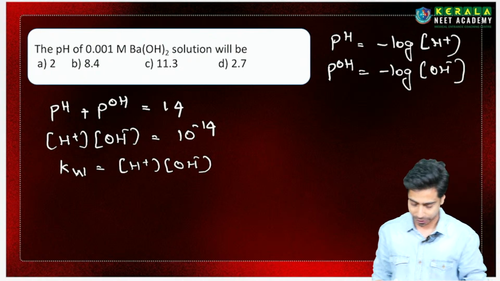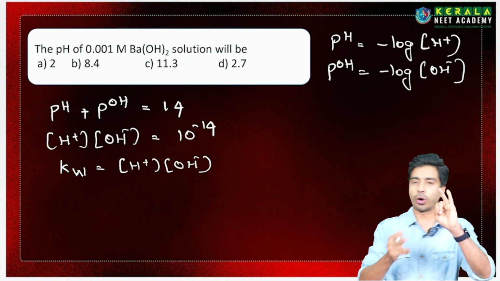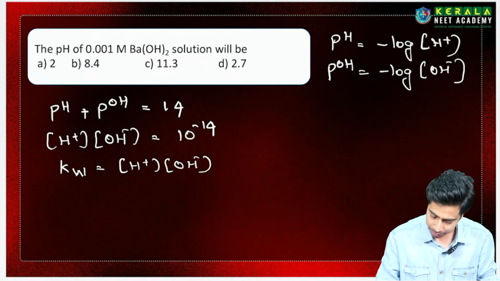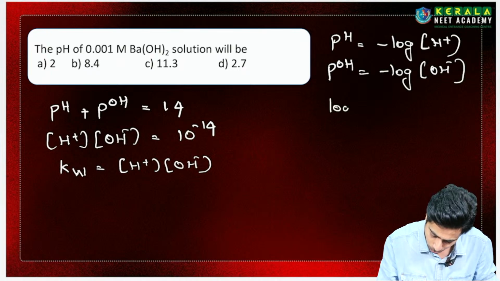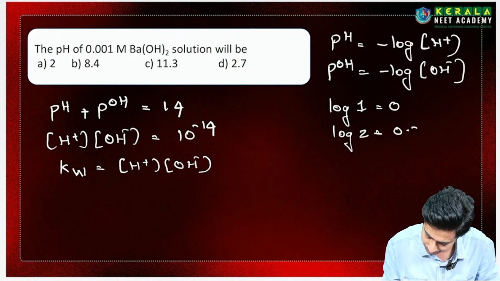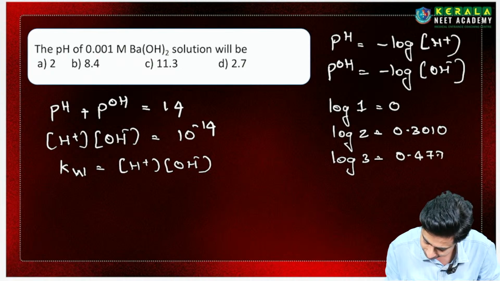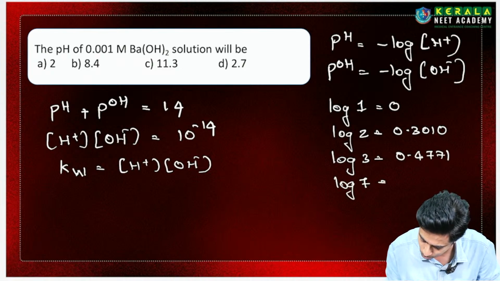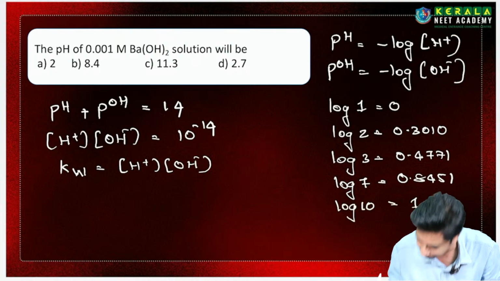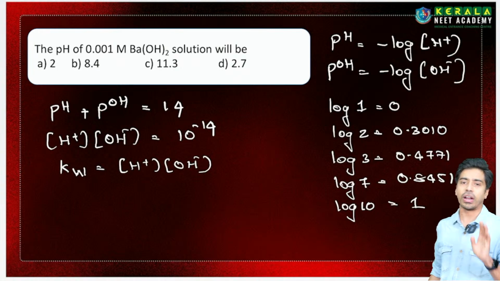Now, dear students, you need to learn some of the log values. You have to learn by heart log 1, log 2, log 3 up to log 10. Log 1 will be equal to 0. Log 2 is equal to 0.3010. Log 3 is equal to 0.4771. Log 7 is equal to 0.8451. And log 10 is equal to 1. These values are enough to calculate almost all other log values.